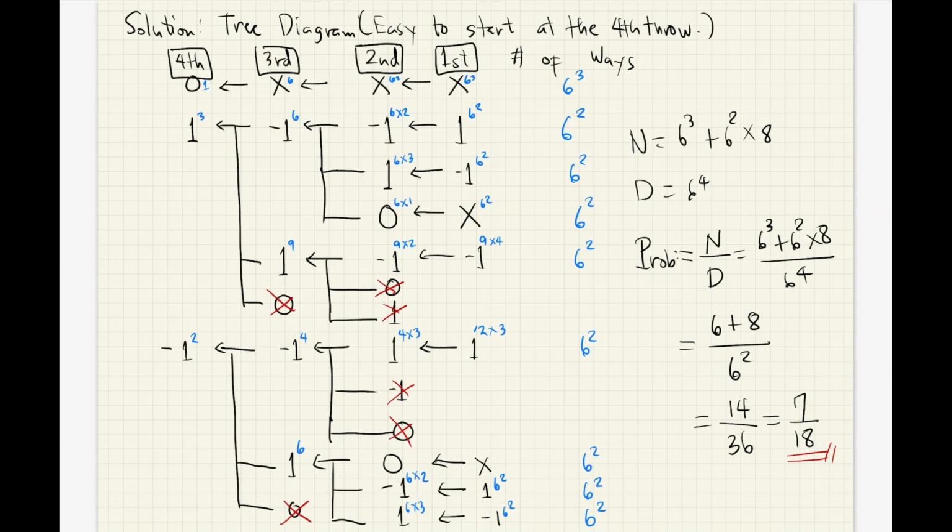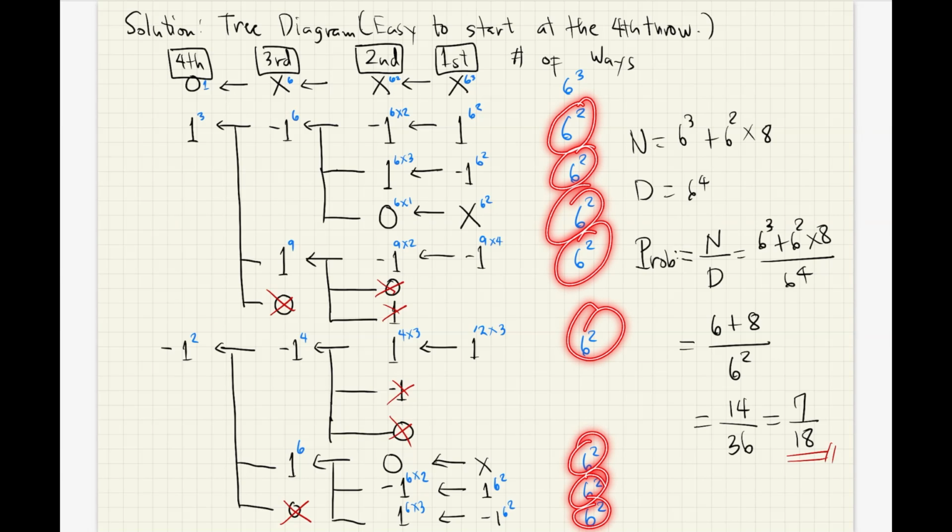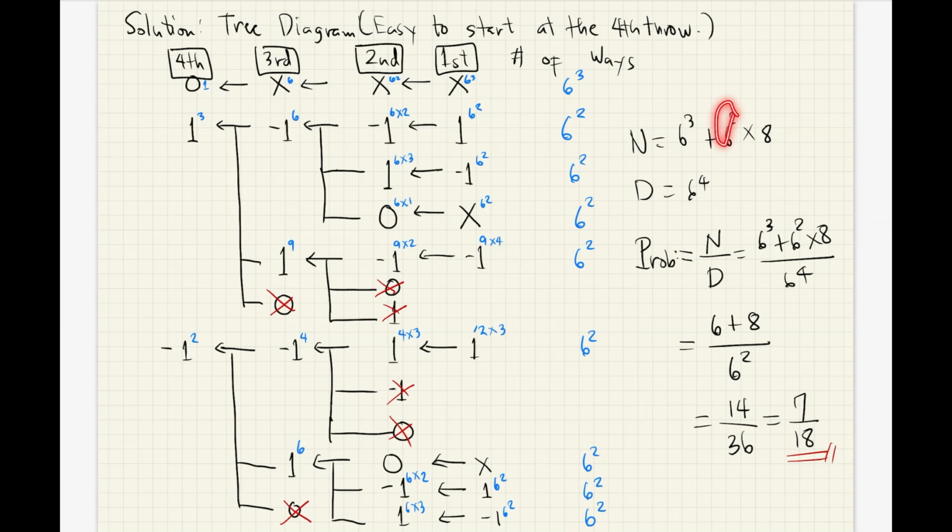Now we are ready to count all of these, right? All we're gonna have to do is add them all, okay? So we have a 6 cubed here, so we get a 6 cubed. And then let's count, how many 6 squared do we get? We get 1, 2, 3, 4, 5, 6, 7, 8. There are 8 of them. So 6 squared times 8.